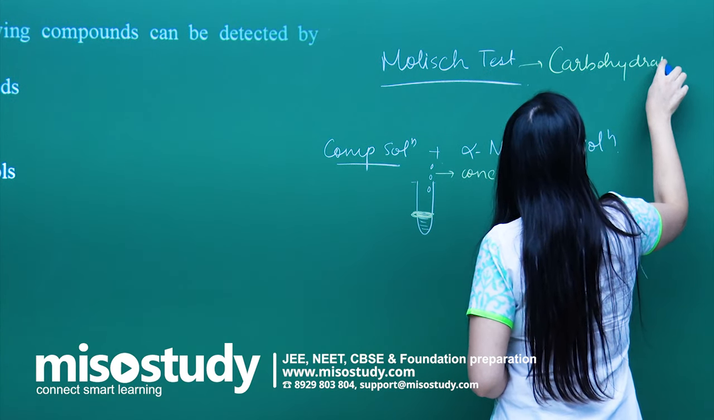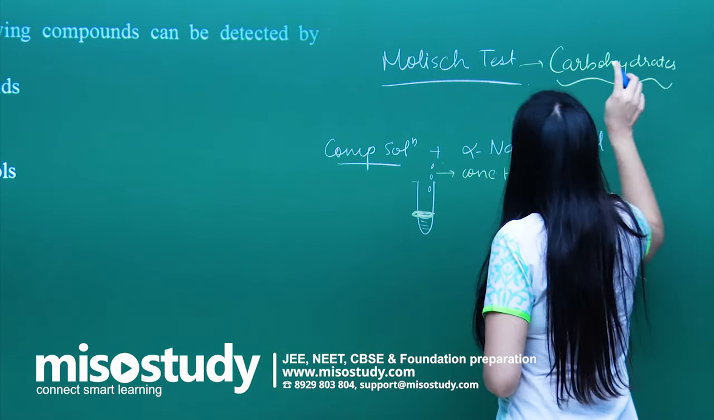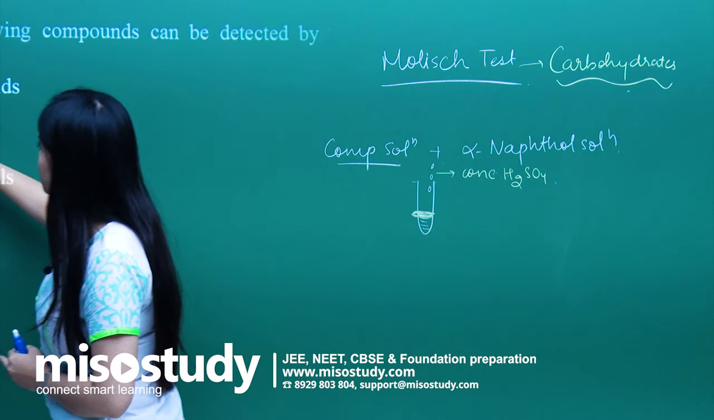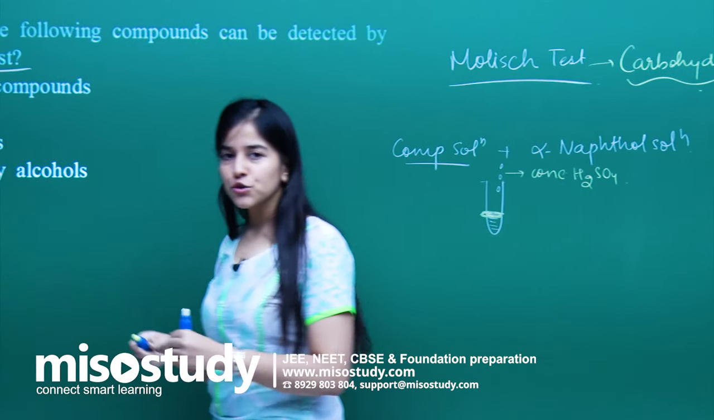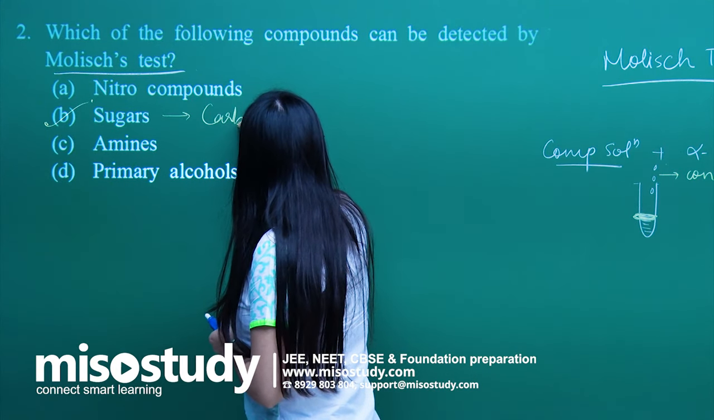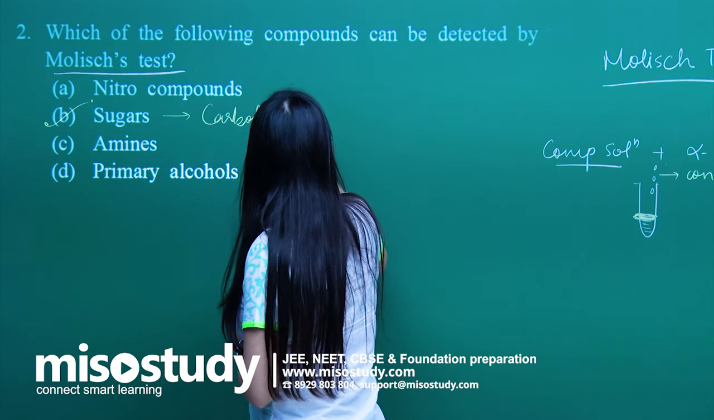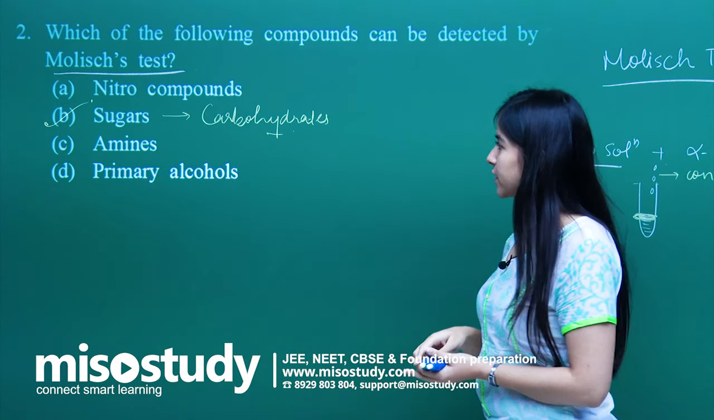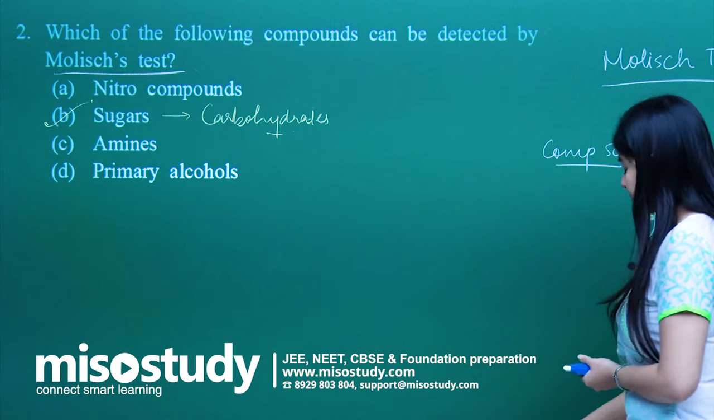So another very informative question it is. That means the Molisch test is always used for the detection of sugars, or we can say carbohydrates in turn. So I hope everybody is clear with the test here. You need to remember this test particularly. Let's move on to the next question.